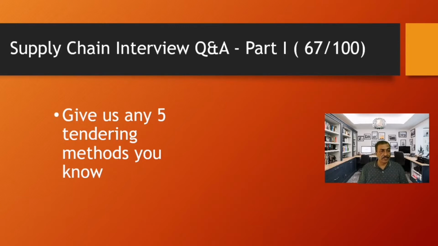The next question is, give us any five tendering methods you know. So tender is one form of process in which you are trying to get the best possible quote for the organization to select a particular vendor for the supply. The first method could be open tendering. Here you don't have any restriction. You invite the quote from all possible vendors without much restriction. So that is called open tendering.